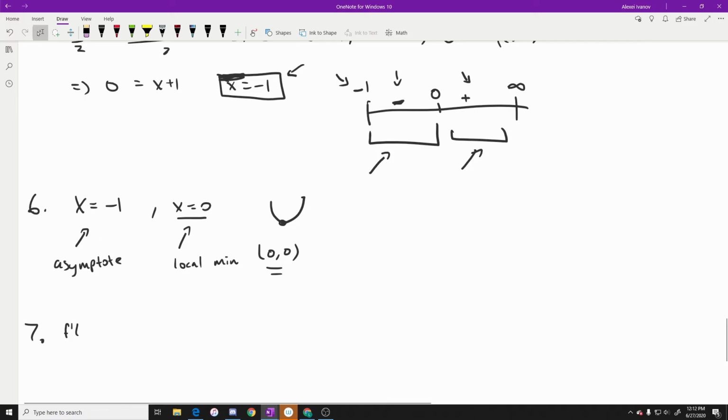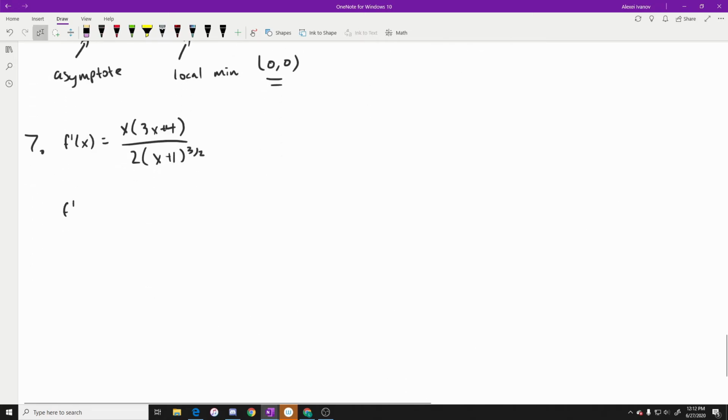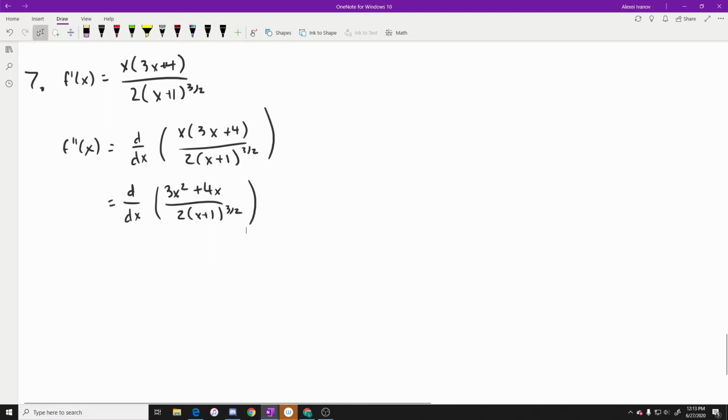So we've had f prime, which was equal to this function up here. Now we need to find f double prime of this function, meaning we need to take the derivative of x times 3x plus 4 over x times x plus 1 to the power of 3 over 2. So now we can go ahead, and right before I take the derivative, I'm actually going to simplify the numerator of this function. Okay, so now let's start, and we can do it in a similar fashion by using quotient rule.